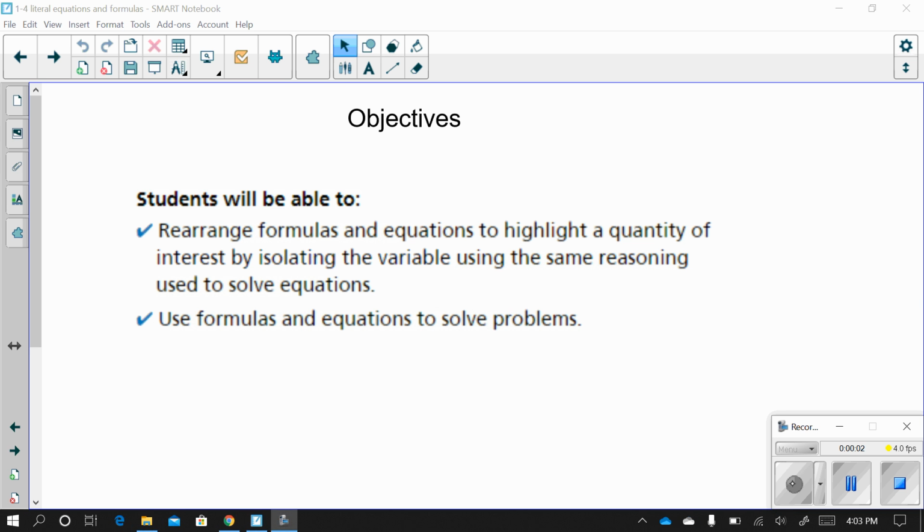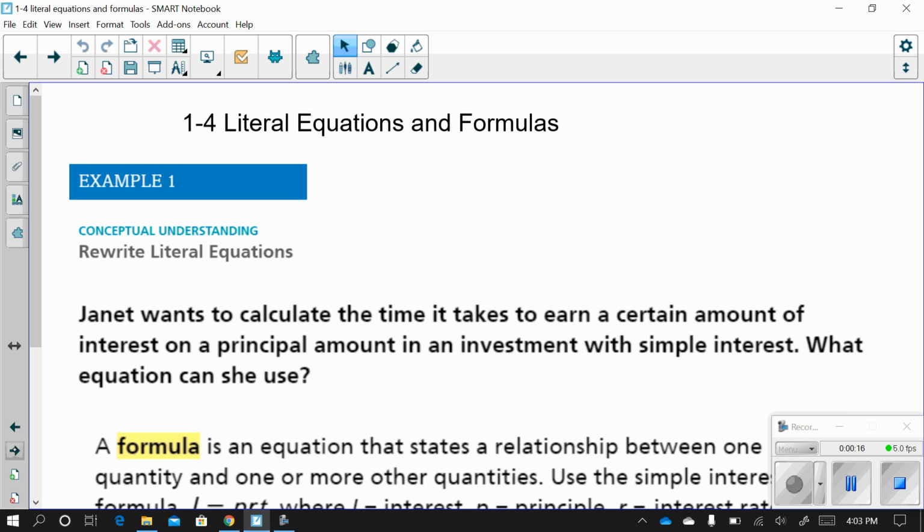Okay, 1-4. Objectives today. We're going to rearrange formulas and equations to highlight a quantity of interest by isolating that variable. Okay, it's the same thing as solving equations. We're also going to use these formulas and equations to solve some word problems. So 1-4, literal equations and formulas.